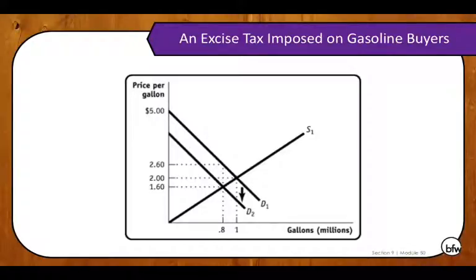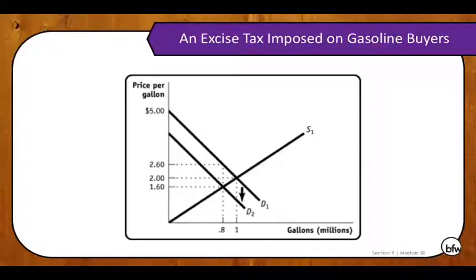So, after the tax, 800,000 gallons of gasoline are exchanged. Sellers receive $1.60 for each gallon of gasoline sold, and buyers pay a total of $1.60 plus $1, or $2.60 for each gallon purchased. So again, the tax has created a wedge between the price received by the sellers and the price paid by the buyers.